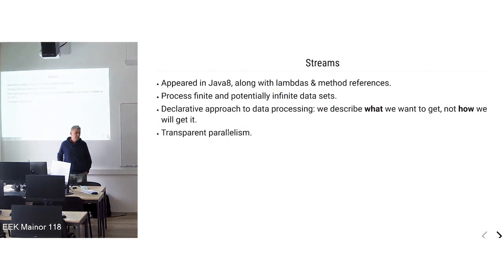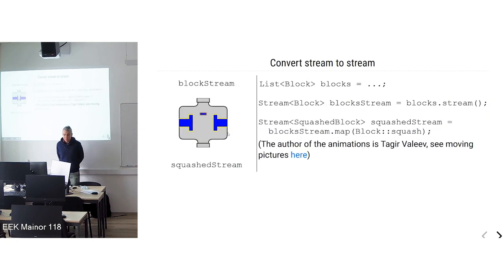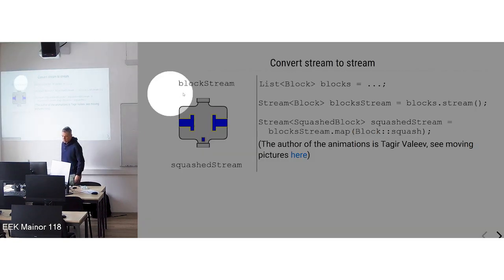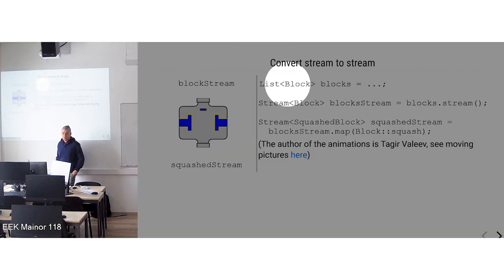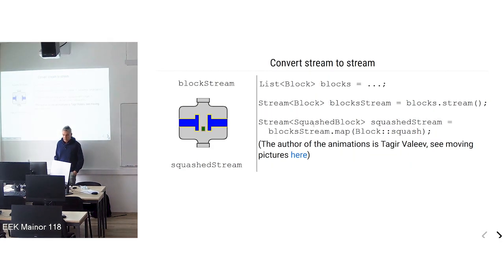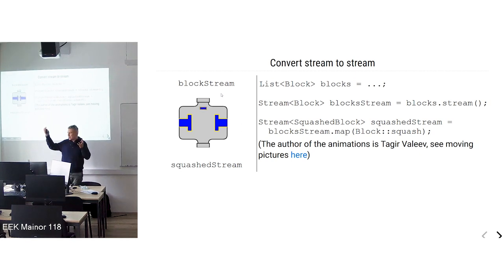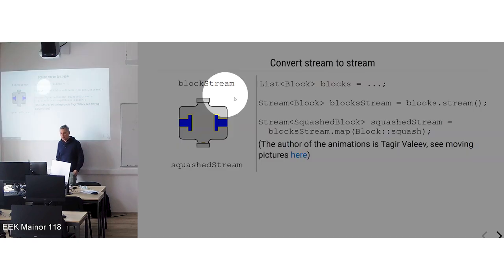We will talk about parallelism and concurrency later, but now you should understand that it's just preparing this stuff. Okay, in a nutshell, what's it about? Say we have a list of blocks. Block is just your class, so it's just a collection of blocks. And we can convert a list of blocks into a stream of blocks. So we have an actual collection of blocks, and let's collect them to flying blocks using this blocks.stream.